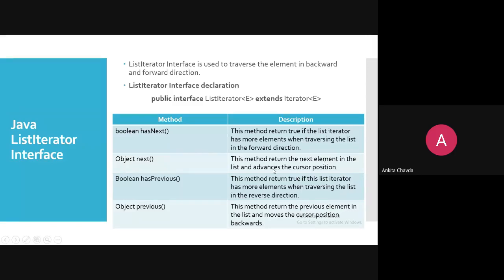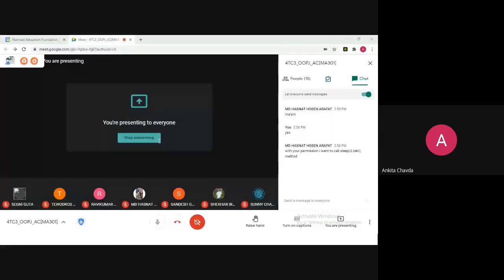And next, which will return what? The next element in the list, right? And advance the cursor position. It will go forward or backward, right? For the backward, it is previous. For the forward, it is next. Fine. When you write next, it will move your cursor and it will return you the object. Same way, if we use this previous method, this will return you the previous element in the list and move the cursor position backward, right? So this is what the ListIterator interface will do.